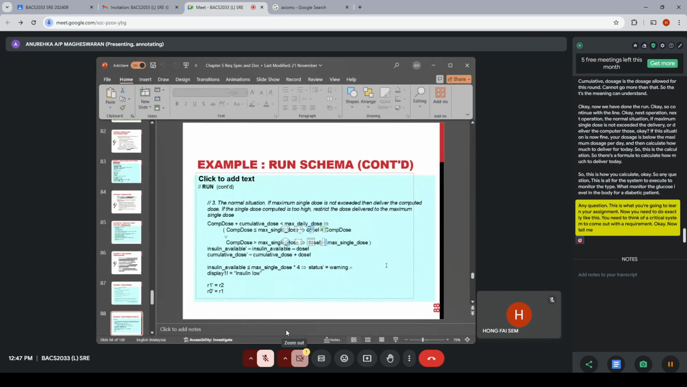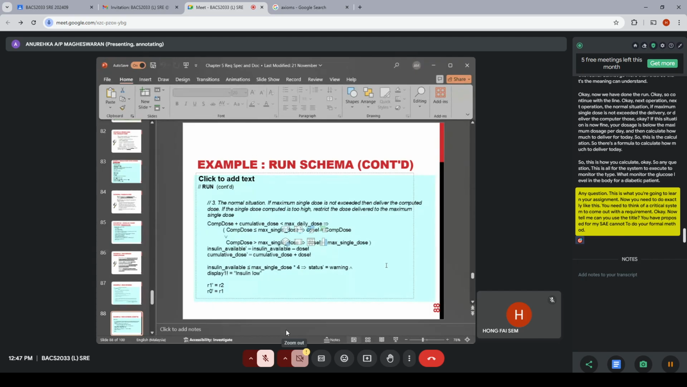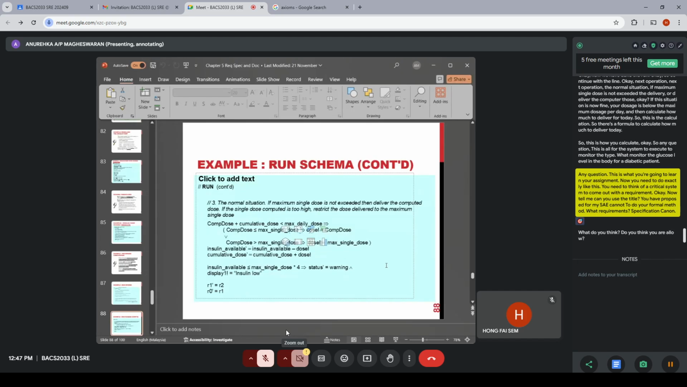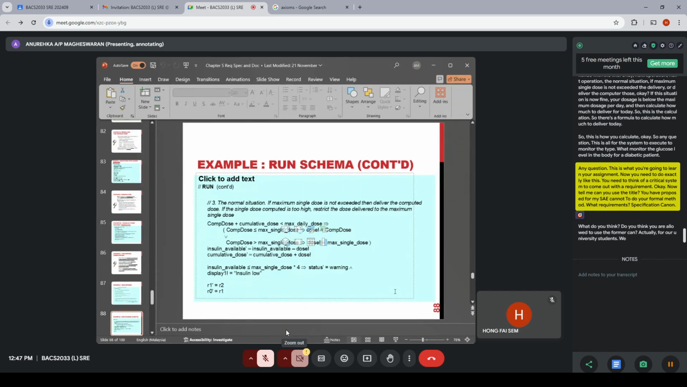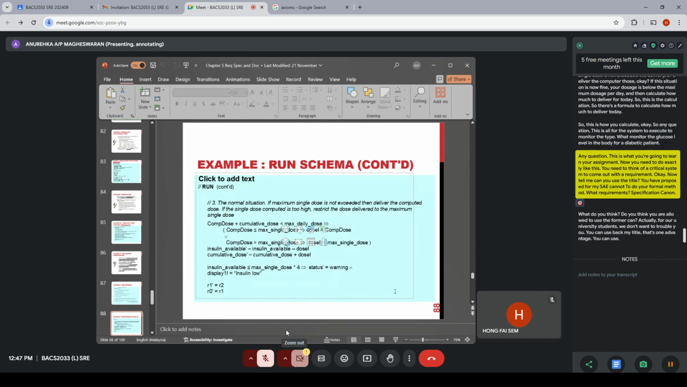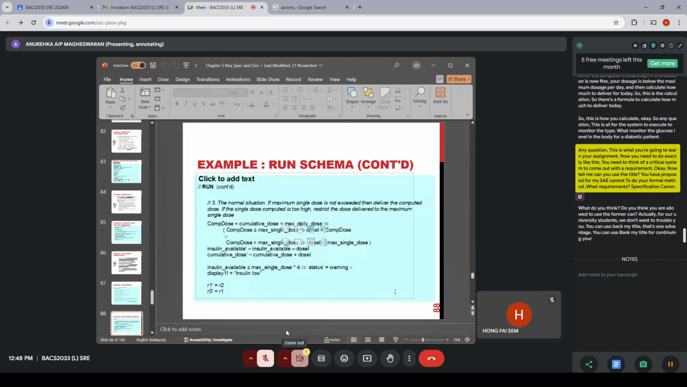Okay, now tell me, can you use the title you have proposed for my SRE? Cannot. To do your formal method, what requirement specification? Cannot. What do you think? Do you think you are allowed to use the formal? Can. Actually, for our university students, we don't want to trouble you. You can use back my title. That's one advantage. You can use back my title for continuing your formal specification.